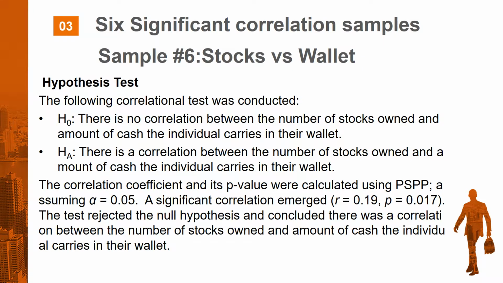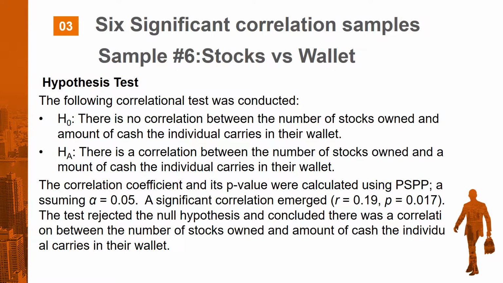Our final test here is based on stocks and wallets. What is our null hypothesis here and what is our alternative hypothesis? So our null hypothesis here is saying there is no correlation between the number of stocks owned and the amount of cash that an individual carries in their wallet. And what is the alternative saying? On the other hand, it is saying that there is a correlation between the number of stocks owned and the amount of cash that the individual carries in their beautiful wallet.